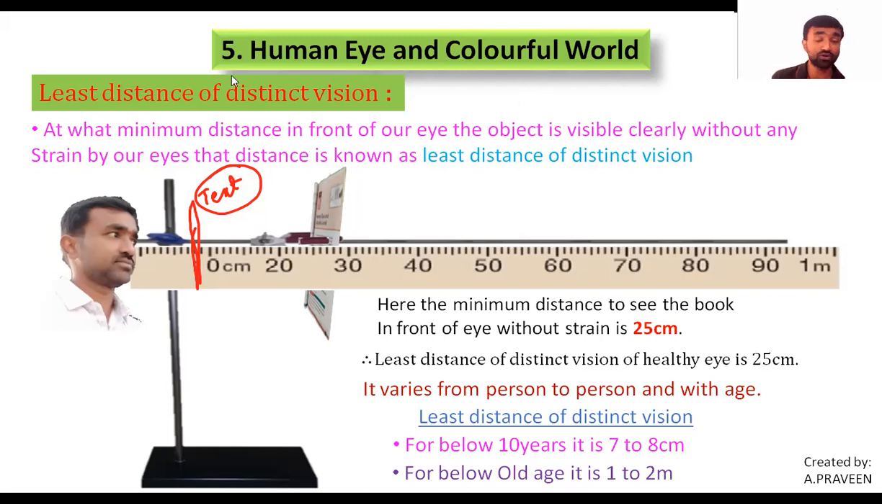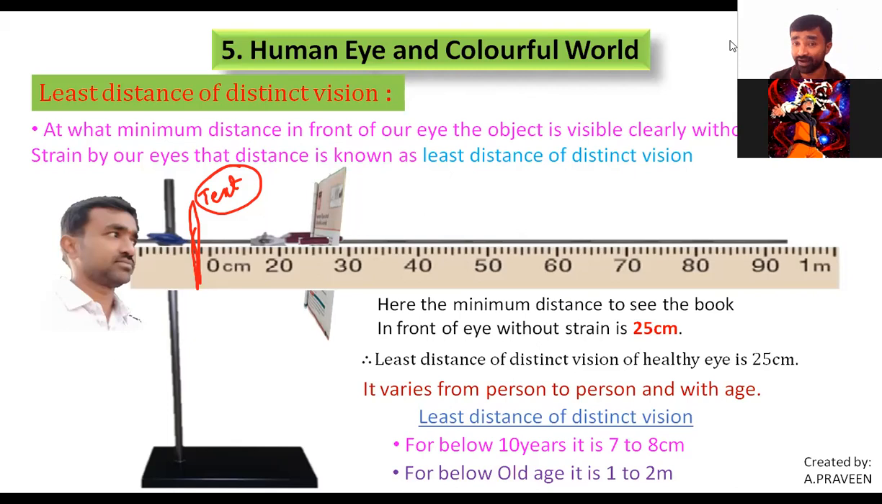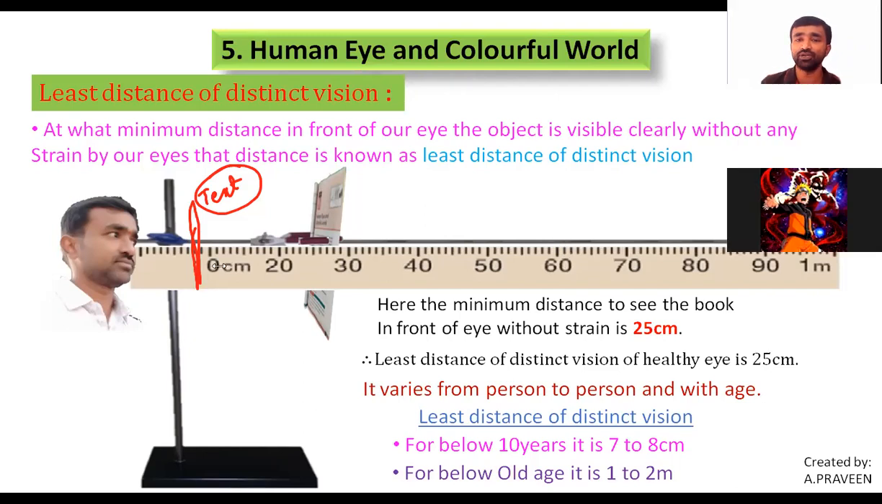So this is about the least distance of distinct vision. Now tell me, are you clear about this activity, how to conduct it, how to find out the least distance of distinct vision? I explained two methods to find it out, whatever the method may be. Do you have any confusion in finding the least distance of distinct vision? Right, clear to you, right?